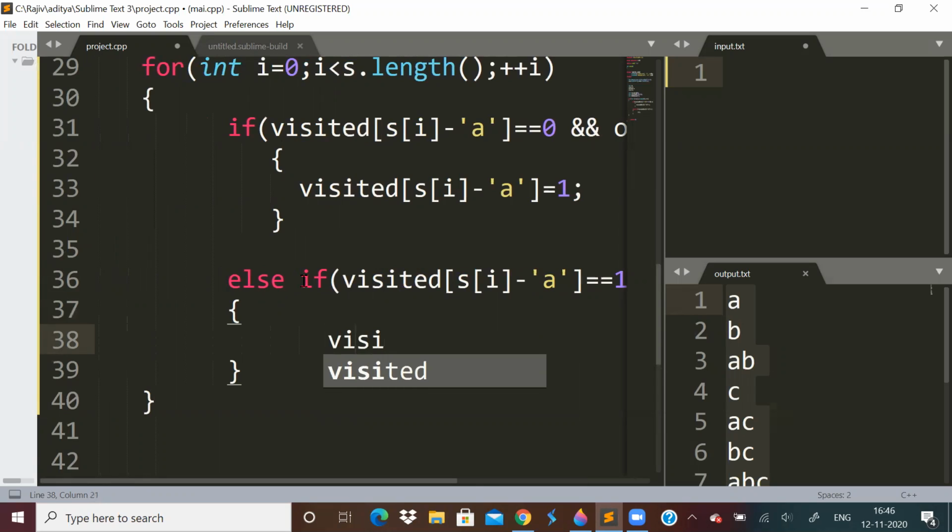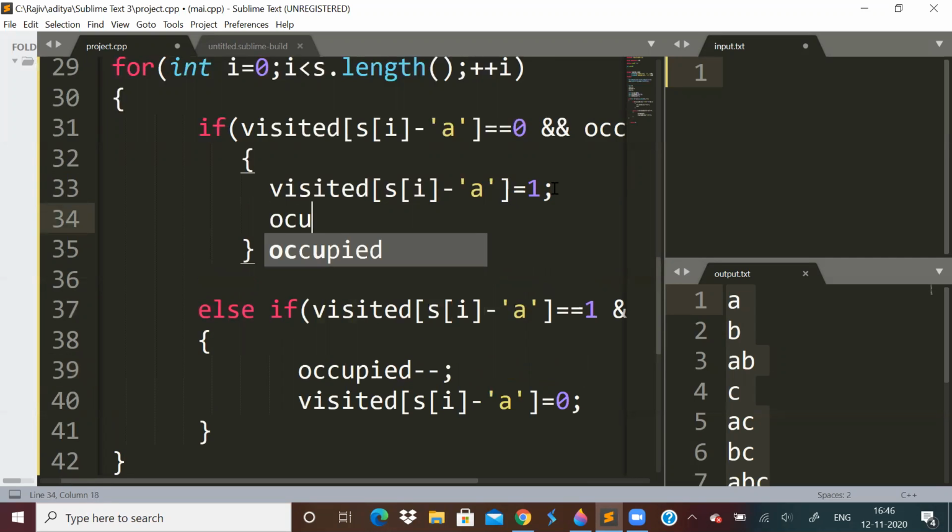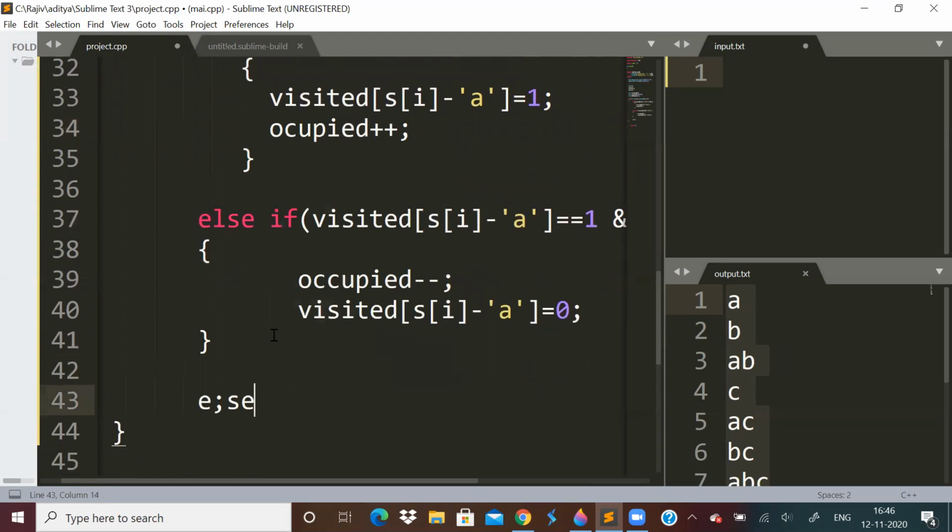So now occupied minus minus, and visited of s of i minus A becomes 0 because this person has left. When visited of i is 0, it means that person left. Otherwise, if it is 1, that person is still using the computer. And over here, I have to do occupied plus plus. Otherwise, I have to say did not get plus plus.